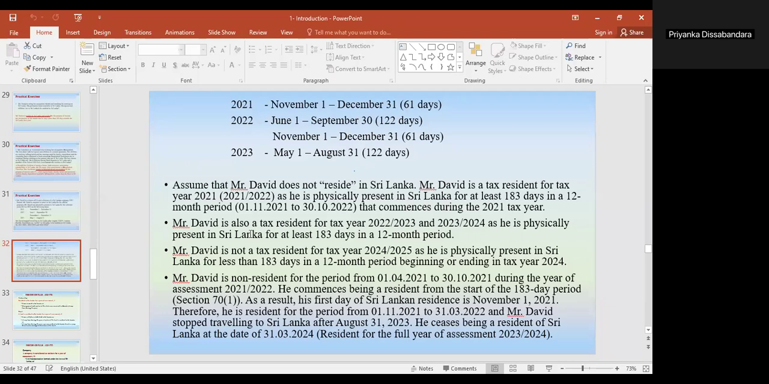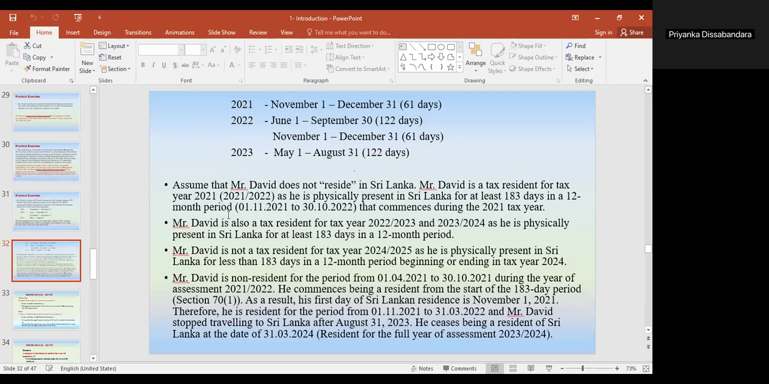He is not resident in Sri Lanka. We assume that he is not resident in Sri Lanka because it has been given in this question. So Mr. David is a tax resident for tax year 21-22, as he is physically present in Sri Lanka for at least 183 days in a 12-month period. So we have to consider the 12-month period. The 12-month period starts from November 1st, 2021 to 30th October 2022.